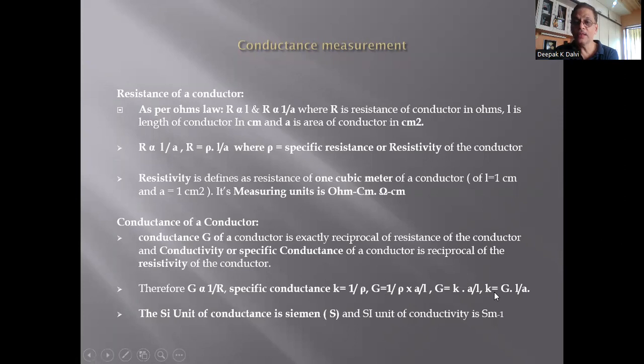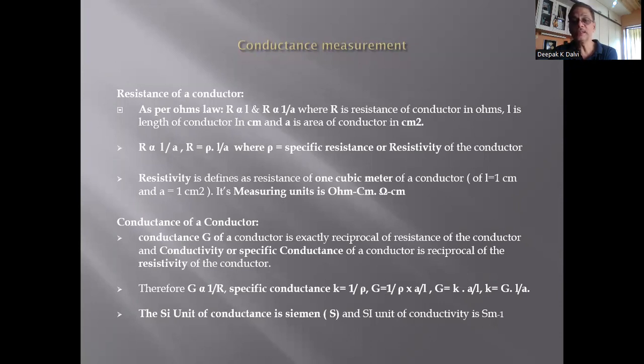And K is equal to what? If you take this value, G is equal to K into A over L, from here itself K will be kept here, A goes down and L goes up. So specific conductance or conductivity is equal to G into L over A.